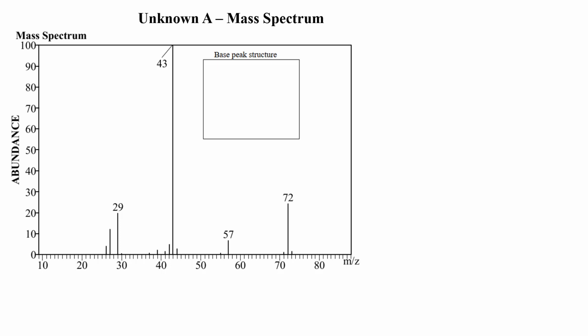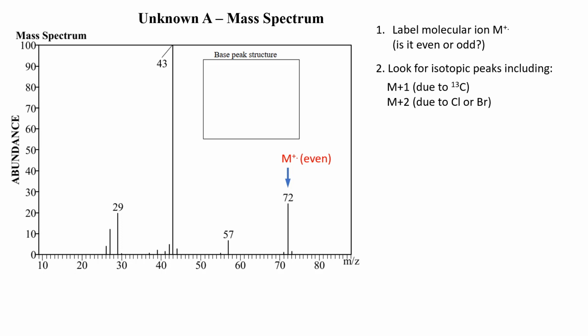Start by identifying the molecular ion region, which is the area with the heaviest substantial peaks. This region around 72 is the molecular ion region. Label the molecular ion, that's the M+ peak. That's the entire molecule that's just lost an electron, and determine whether it's even or odd. So here we have a 72 peak, that's even. By the nitrogen rule, we can say that this molecule contains an even number of nitrogens, either 0, 2, 4, etc.